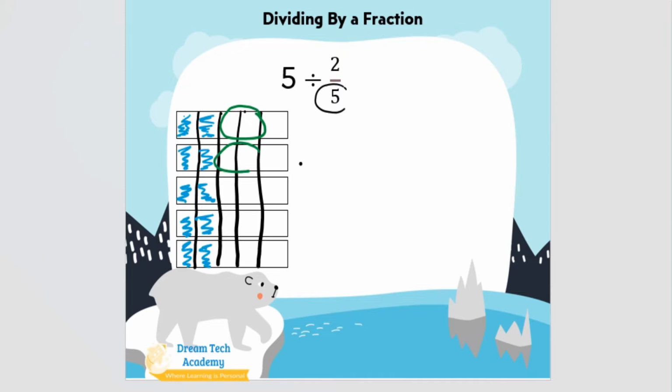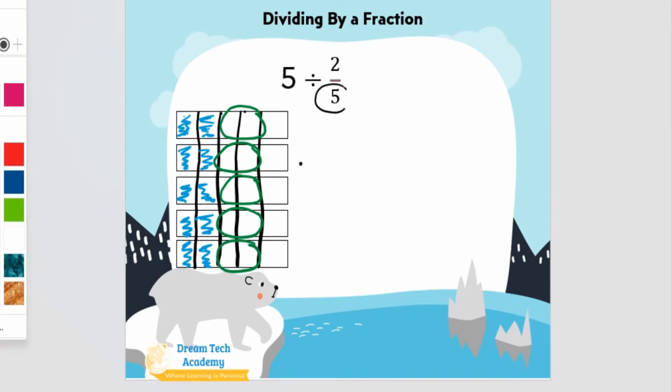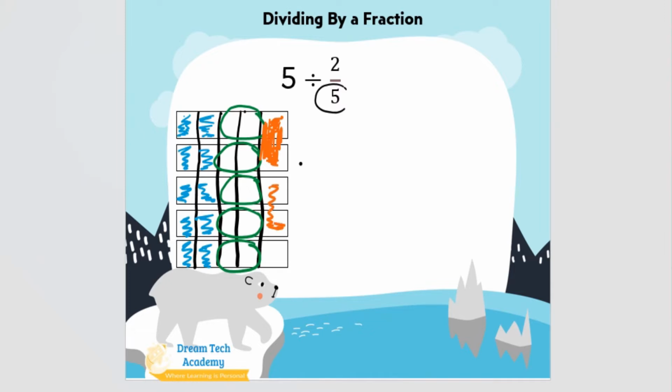Here's another. That's another 2 pieces. Another, another, and another. Well, if I look at my model, I see that I still have unshaded pieces. So I'm going to try to see if I can get more 2/5. Okay, so here's 1/5. Here's another 1/5. So that's 2/5, right? Here's 2/5 right here. And here's another 2/5. And then I see I have one piece left over.